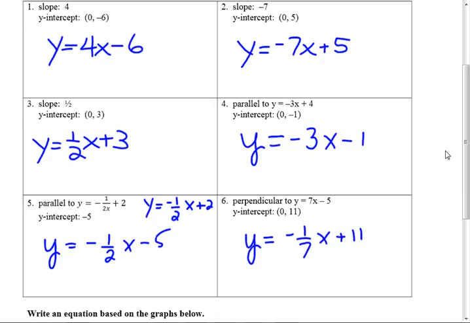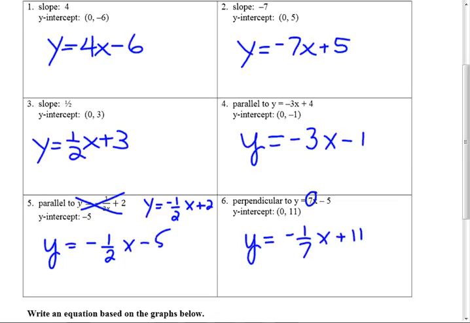You may have some questions. Number 5 is typed wrong. And 6 is tricky because it's perpendicular. So do you remember what we do? We flip that, 1/7, make it negative. But I don't want the -5, now I want 11. No. Are there questions on 1 through 6?